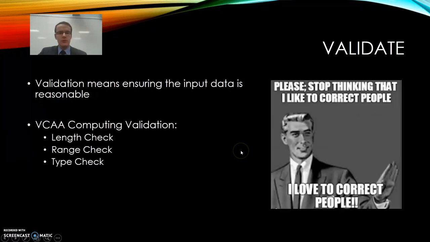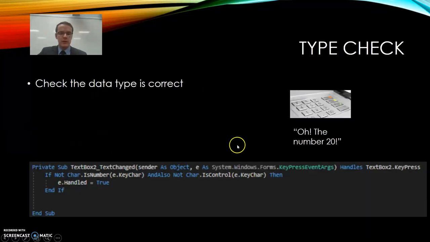VCAA talks about computing validation as you can do it in multiple ways. The way the VCAA talks about it is a length check, a range check, and a type check. So let's look at what they are and how they work. So, type check. This is your classic example of typing the letters 20 or using the numbers 20 for 20. You're checking the data type. You're checking that you're getting the right data type. So an integer versus a string. And there's some VB code here as an example to check that the input given is a number and not text or string.